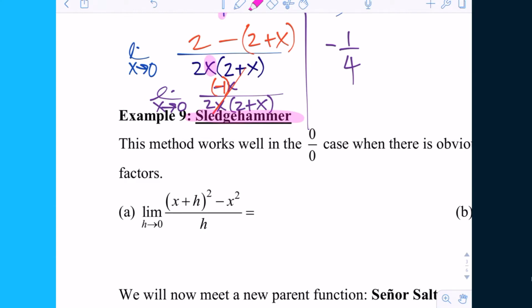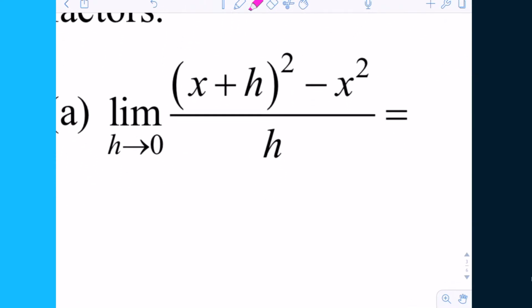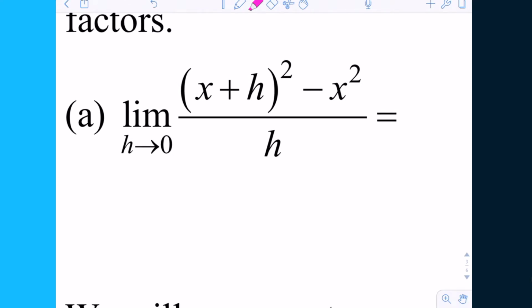And so I call the sledgehammer method the case when you get 0 over 0 and you have to expand something out. Okay, so it works well when there's some obvious math to do, like distributing or expanding, like this one here. Now notice in this case we have the limit as h goes to 0, but we also have x's and h's in our expression. Which one are we treating as the actual variable? H. The limit defines the variable when you're in the process of evaluating the limit. So we'll treat x like a constant to start with.